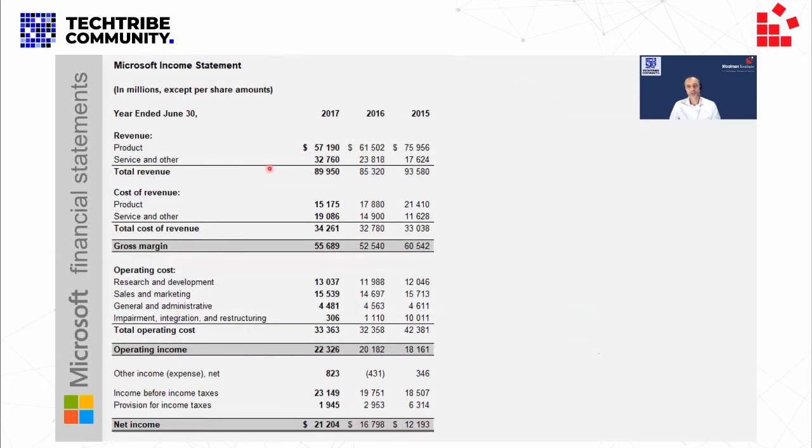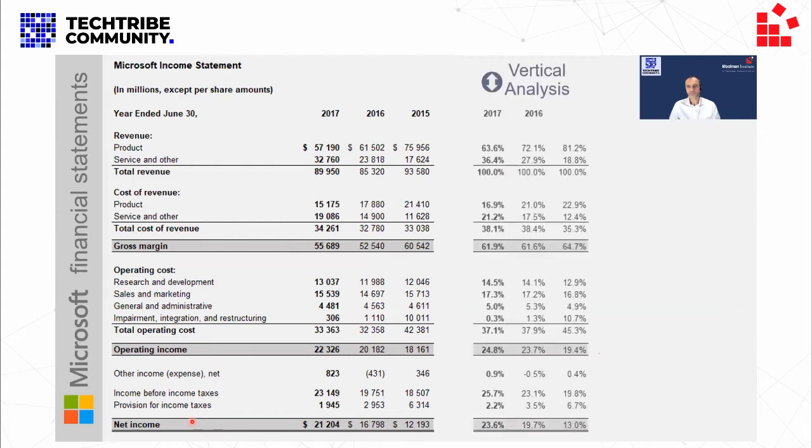Let's look here at the actual income statement for Microsoft over 3 financial years. And you have the familiar structure: the revenue, the cost of the revenue gives you gross margin. You have the operating cost, which gives you operating income, and then you have the other income and expenses, and that gives you the net income or the net profit. So again, you have that familiar structure.